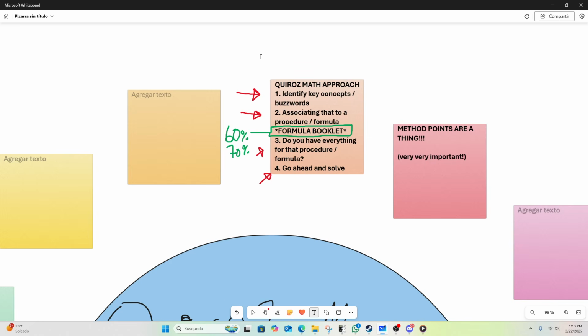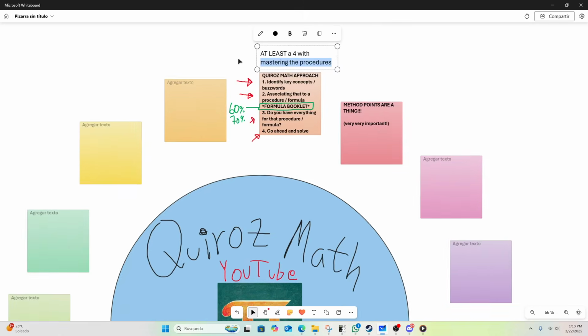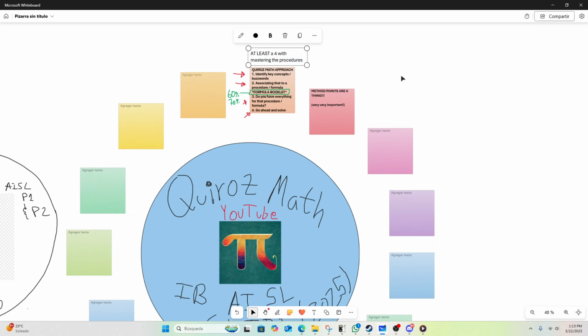And you might be saying, oh, a 4 is not enough. Well, I'm telling you, you get at least a 4 with mastering the procedures. And notice, this is assuming you're getting everything wrong. Wrong answers, correct procedure, you get at least a 4. Half of the answers right, correct procedure, that's probably like a 5 or a 6, dude. I'm not even kidding. So master the procedures. The purpose of this video is to teach you those procedures.